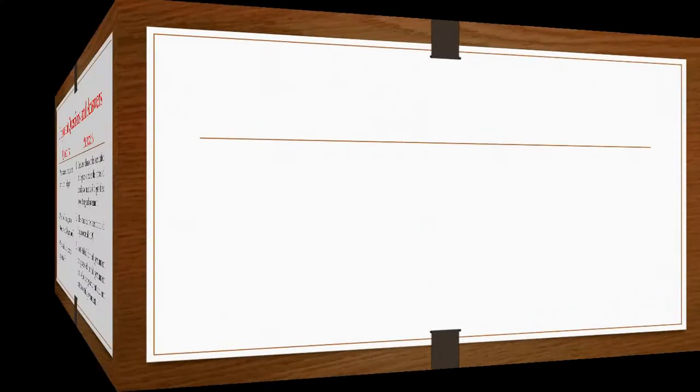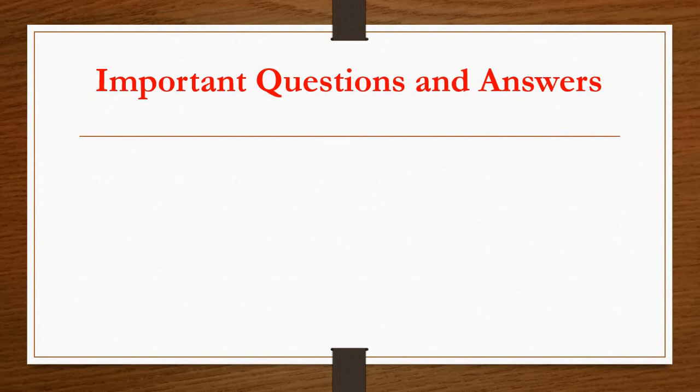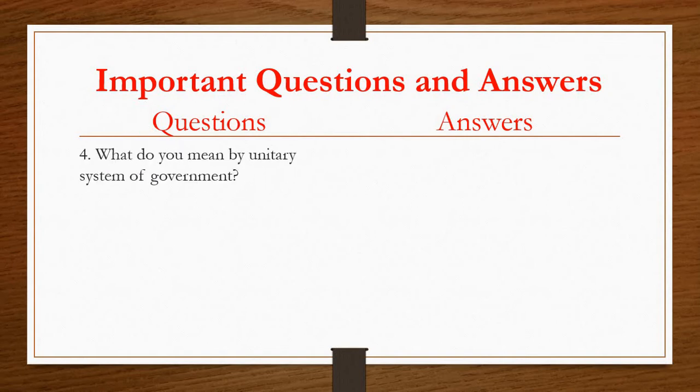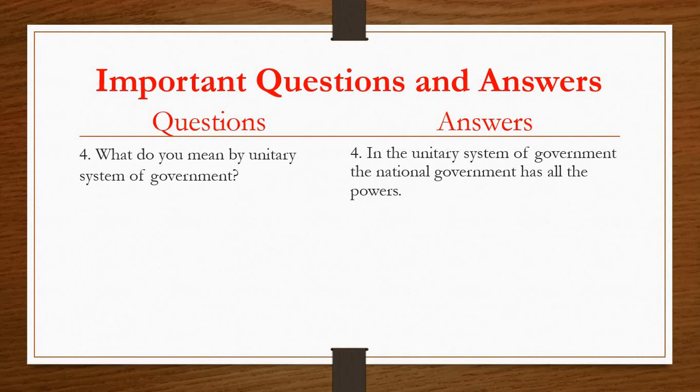Now the next question. We will have the question and then the answer. So the next question is, what do you mean by unitary system of government? And the answer is, in the unitary system of government, the national government has all the powers.